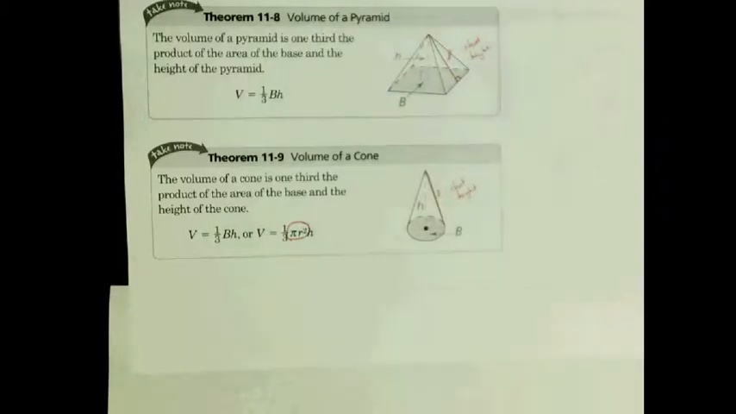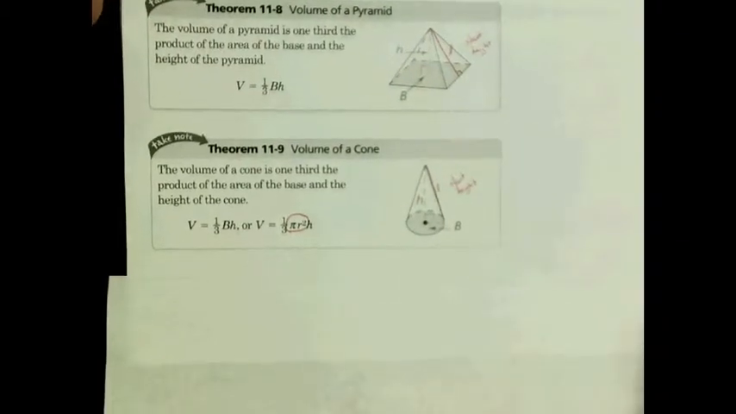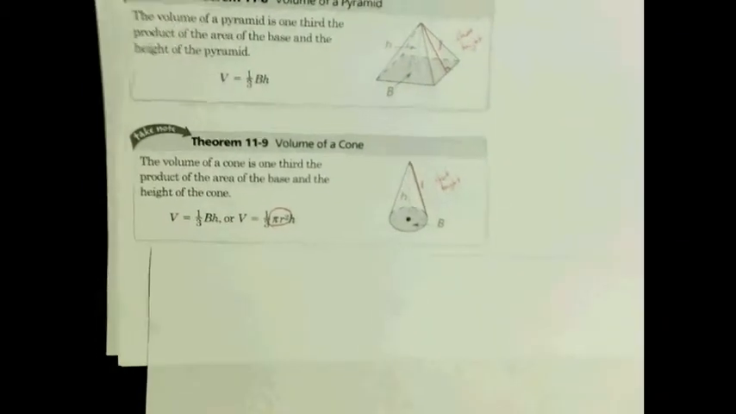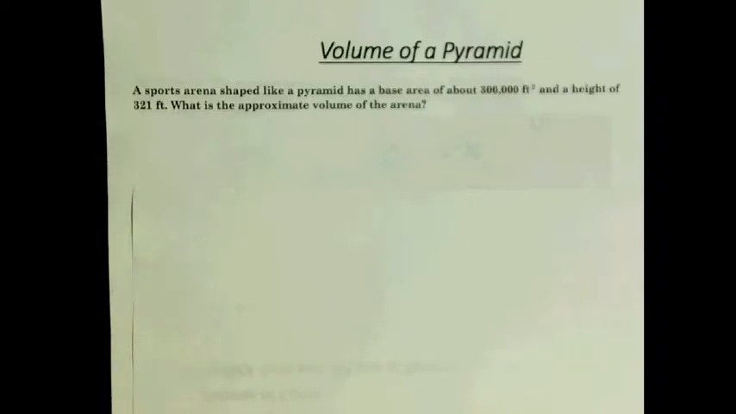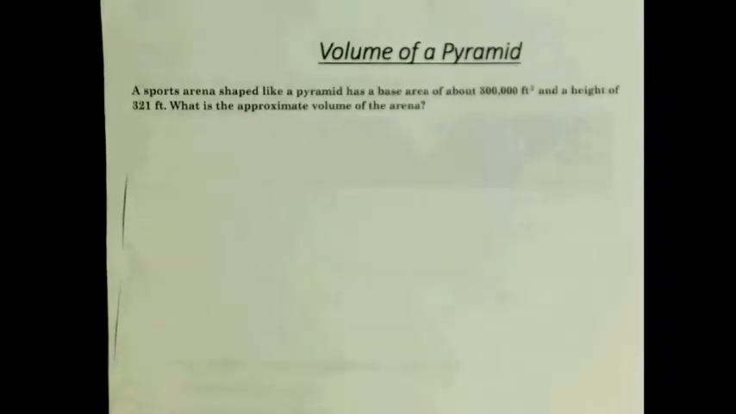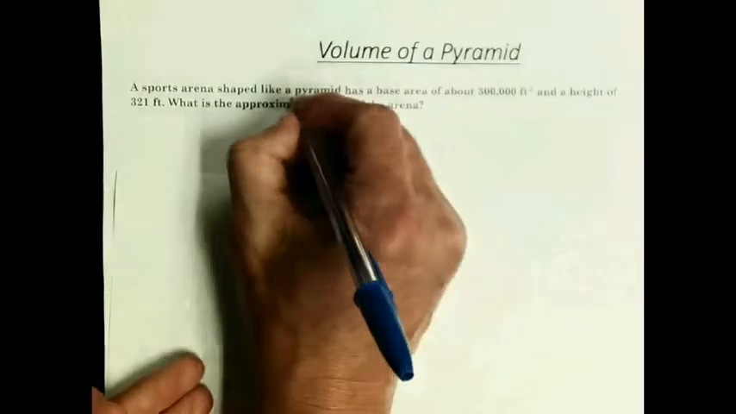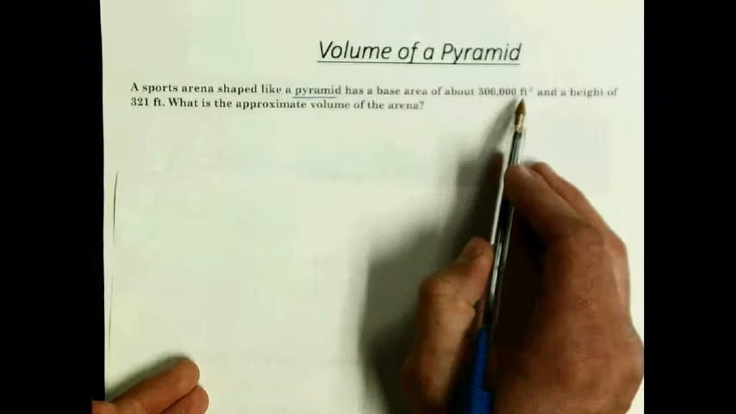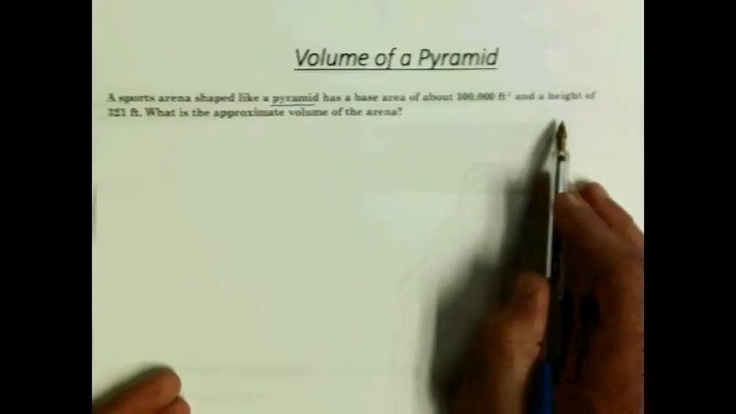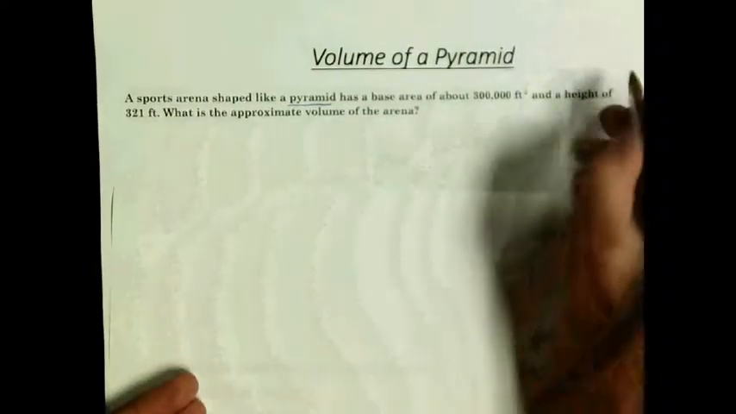The rest is examples. Let's see how this looks in problems. I'm going to hit you with a word problem right away. You're going to freak out: oh no, Mr. Katz, it's a word problem. Just read, you'll be fine. A sports arena is shaped like a pyramid. That's useful information. It has a base area of about 300,000 square feet and a height of 321 feet. That's useful information. What's the approximate volume of the arena?